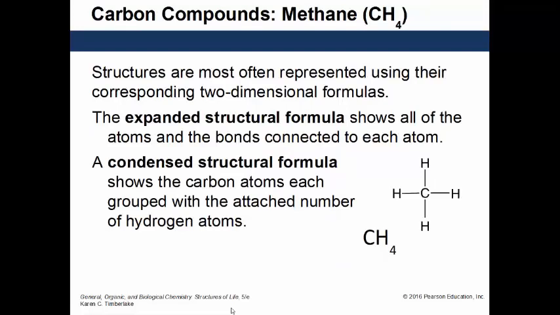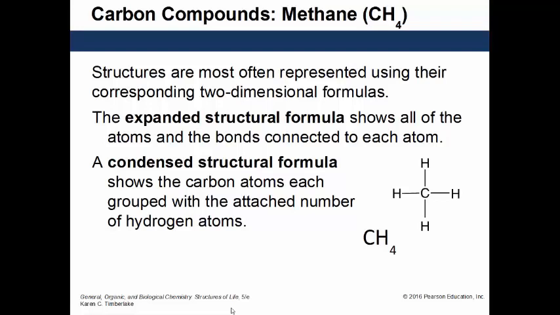We'll talk a little bit more about methane, CH4. The expanded structural formula shows all of the atoms and all of the bonds connected to each atom. So again, you have the central carbon here, and then the 4 individual hydrogens, all bonded by single bonds. There's 1 line, that means it's a single bond. And again, the condensed structural formula shows the carbon atoms grouped with attached numbers of hydrogen atoms. So instead of writing it out like this, you're just writing 1 carbon, 1 is understood, and then 4 hydrogens. So again, these are exactly the same thing.